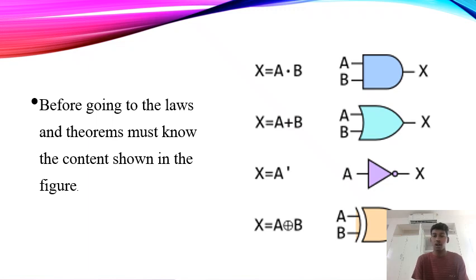Next, the NOT gate. When we send the input as 0, we get the output as 1, and when we send 1, we get the output as 0. This is the complement. Now the XOR gate. A and B are the inputs for the XOR gate. The operation between them is a plus symbol inserted in a circle. These are the operations of the XOR gate.